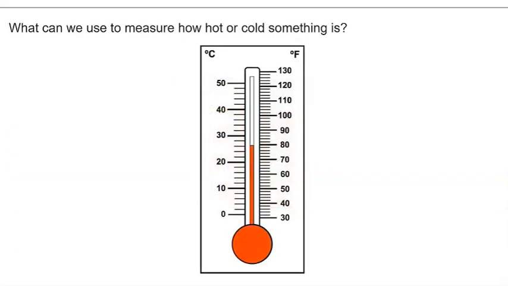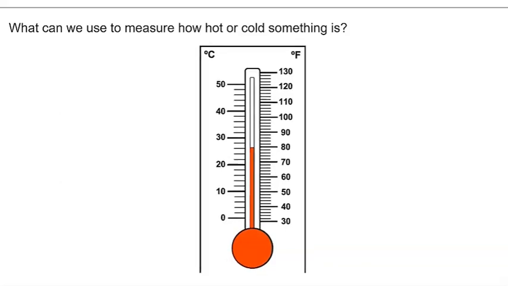What can we use to measure how hot or cold something is? We need a thermometer, right? A thermometer is a tool used to measure temperature. Let's explore how to read a thermometer together.